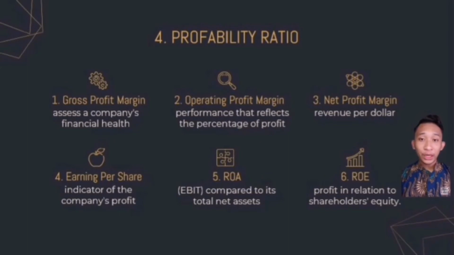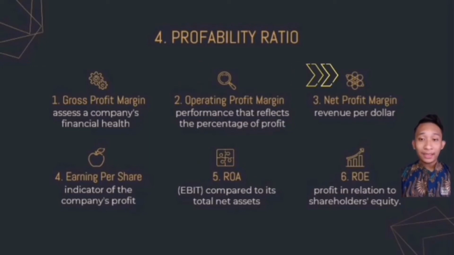earnings per share, return on total assets, and return on equity. Gross profit margin is a metric used by analysts to assess a company's financial health by calculating the amount of money left over from the sale of products after subtracting the cost of goods sold. Operating profit margin is the ratio of profit or performance that reflects the percentage of profit the company makes from its operations before deducting tax and interest charges.